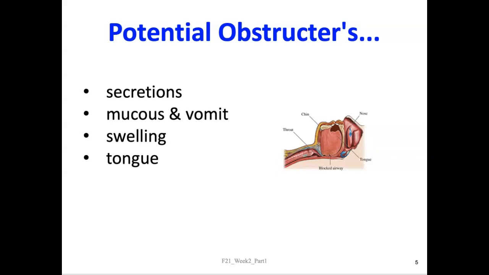Airway swelling, of course, can obstruct the airway, and the best example of this is with anaphylaxis. And of course, the tongue can obstruct the airway by falling backwards and blocking it. As you can see here, the tongue is falling back and blocking the airway. And we often see this with our stroke patients, patients who have decreased level of consciousness, and our seizure patients.